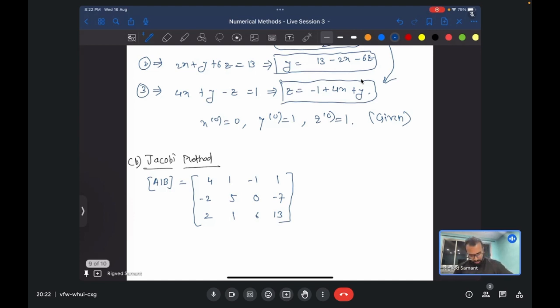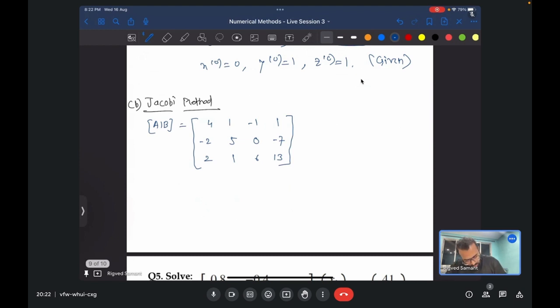Okay, so this will not change in the Jacobi method. Eventually, your x equation, y equation, and z equation will not change, right? Because this is what we started with. Again, if you check the diagonal dominance, it is there. So the diagonal elements are here, if the summation of the column-wise elements is seen.